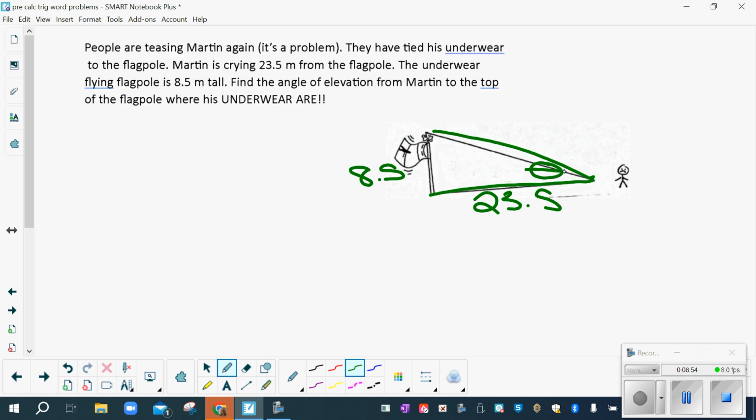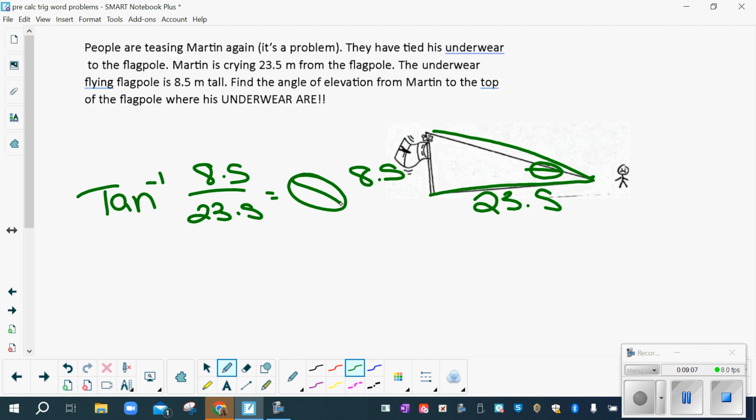Opposite over adjacent. We're looking at tan backwards of 8.5 over 23.5, which will give us our angle. This is our backwards tan, second tan. 8.5 divided by 23.5. Nice and easy. And if you got about 20 degrees, you are awesome. Everybody's feeling okay. Not gonna lie, that's algebra 2. Welcome to pre-calc. We step up our game.